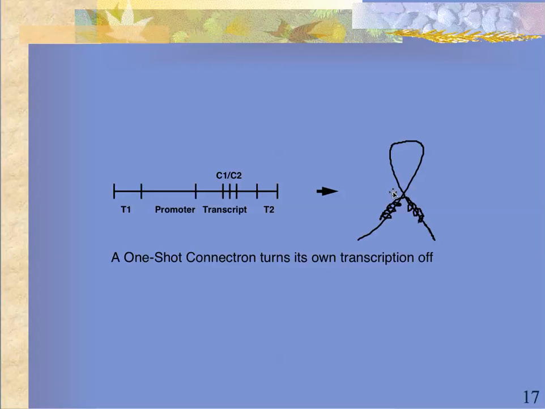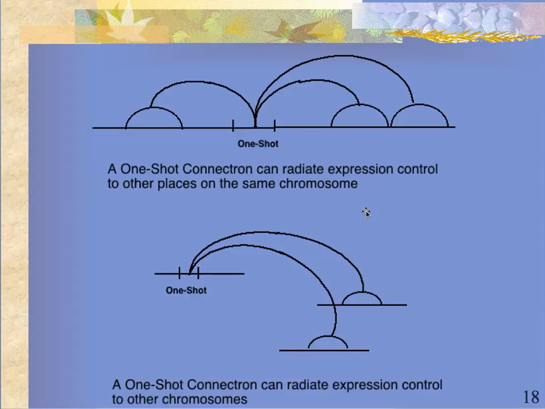So the effect of a one-shot is you get a pulse of expression and then a delay as the loop is formed, and then the loop opens up again and you get a pulse of expression and then a delay again. So one-shots typically radiate control to other places on the same chromosome. These would be intra-radiations, and of course the one-shots could also radiate control to transcription sites on other chromosomes, and these things happen.